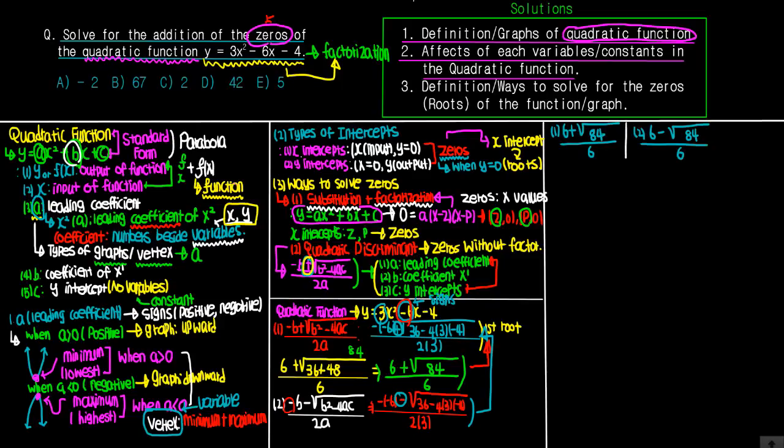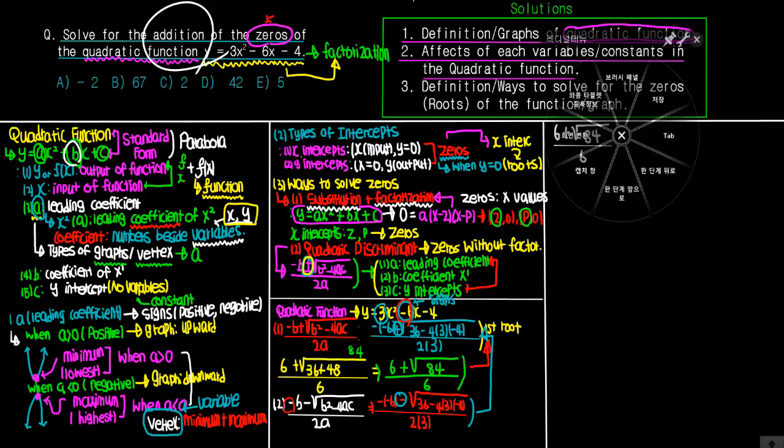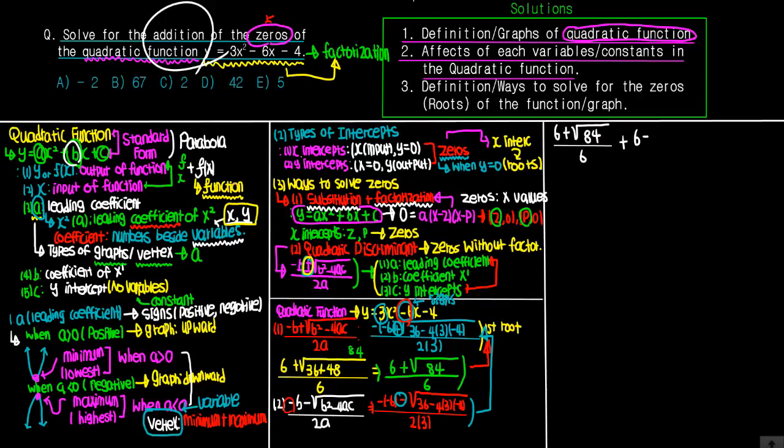What is our ultimate question? Our ultimate question is to find the sum of the roots. So let's write it down again: positive 6 plus square root of 84 over 6, plus 6 minus square root of 84 over 6. Let's write the 6 a little higher, and we still have our divide sign to show the denominator, which is also 6.